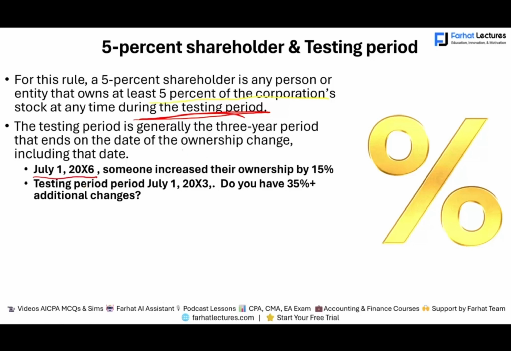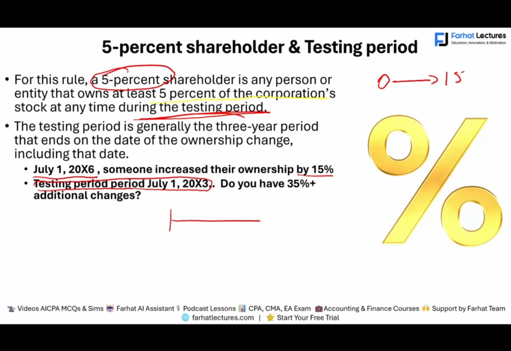On July 1st, 20x6, someone increased their ownership by 15%. It doesn't matter what they had. Let's assume they had 0 and they went from 0 to 15. Are they a 5% shareholder now? Yes, they are because they own more than 5%. Now, once that happens, we have to look back 3 years. We have to look at the testing period starting July 1st, 20x3.